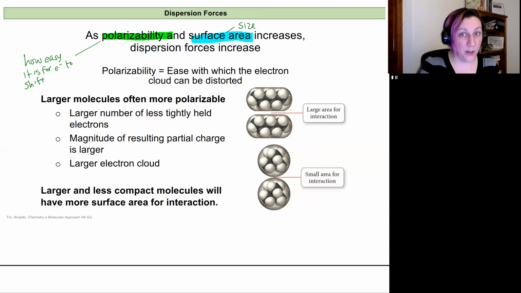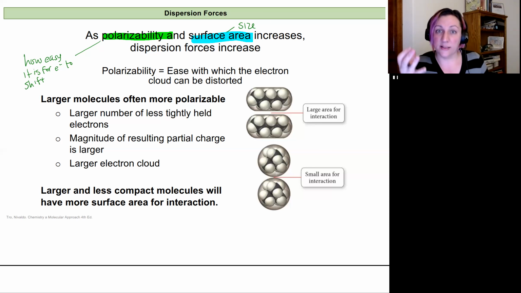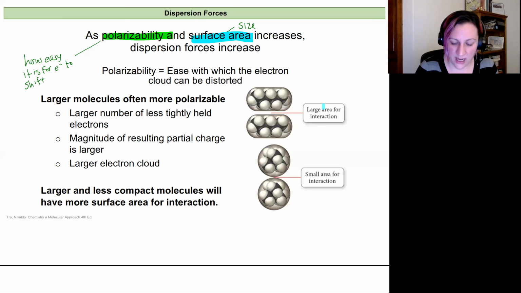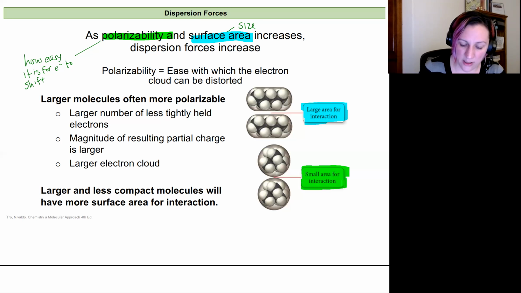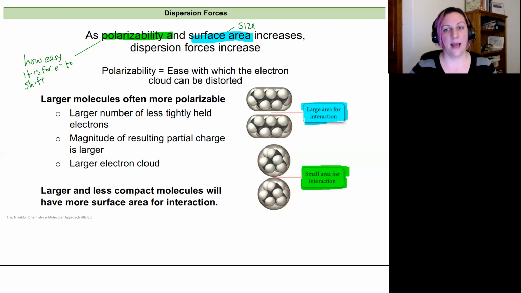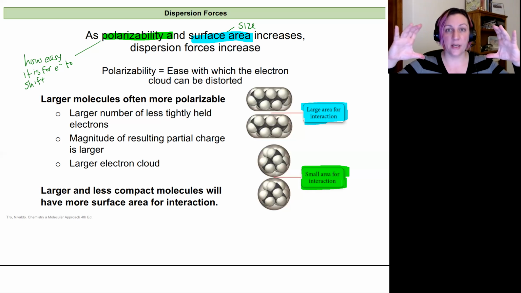So it's both. And you kind of have to weigh and balance them, right? Like the polarizability and the surface area when you're comparing two molecules. And so here we can show an example of where we'd have a large area right here versus a smaller area for two molecules that are the same size. And so having the chain of carbons rather than a branching carbon structure would create a larger surface area for that molecule to interact with more things.